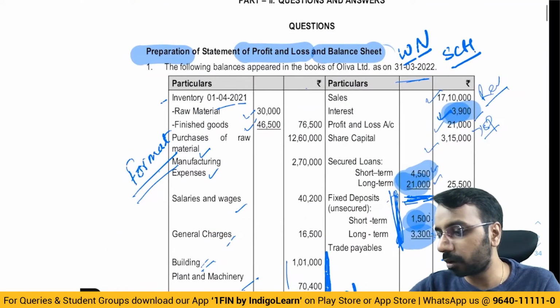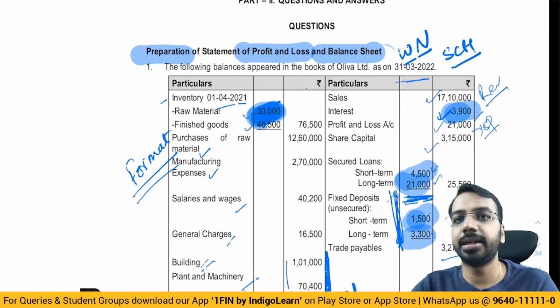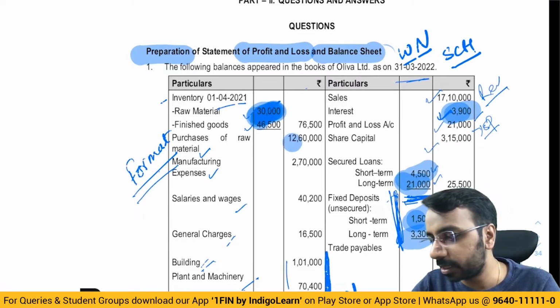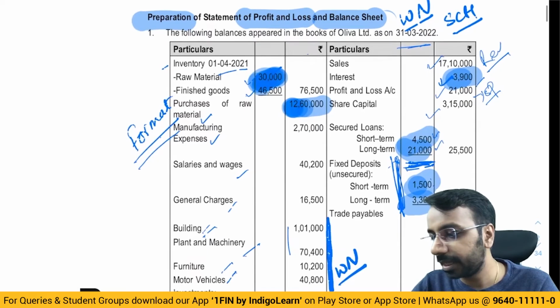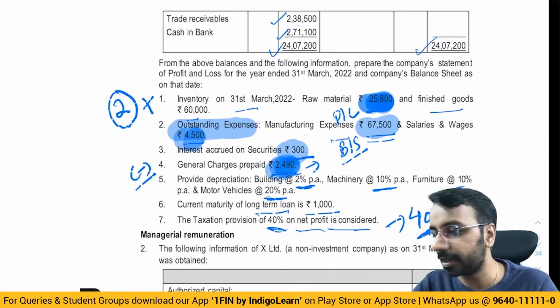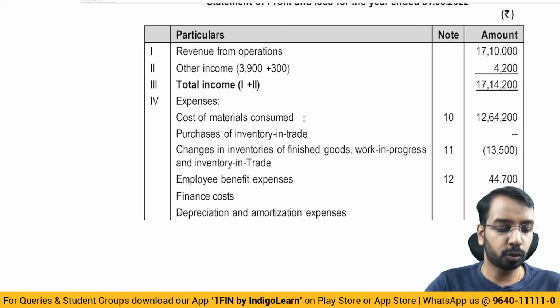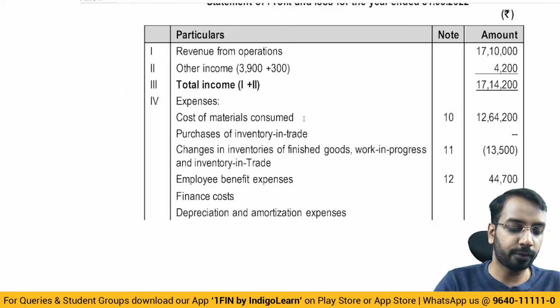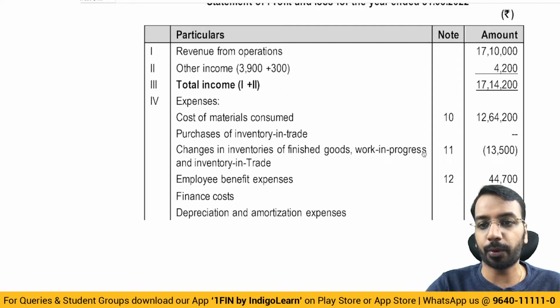So you have opening stock of raw material 30,000, right? Then 230,000 you will add 1260, you will get 1290, correct? 1290 minus closing stock of 25,800. So 1290 minus 25.8, you get 1264.2. That is what is the raw material consumed.